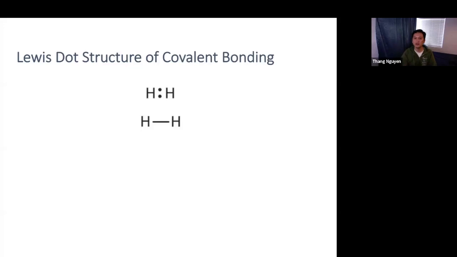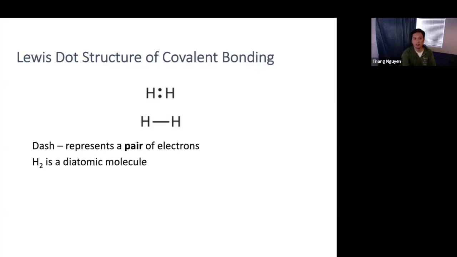So this is a new aspect of Lewis dot structure that we didn't look at last week because there wasn't covalent bonding. So when there is covalent bonding, we can represent it with a line between atoms. And each line then would represent 2 electrons. Right, so the dashes here represent a pair of electrons, so 2 electrons. And so because of this, we call this molecule a diatomic molecule, di meaning 2 atoms. So 2 atoms come together to make this molecule.